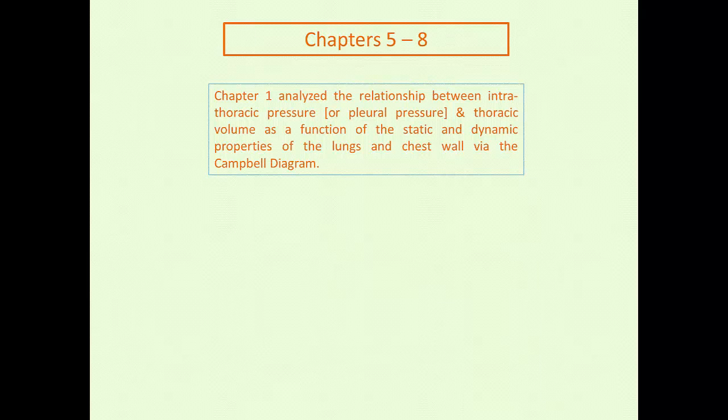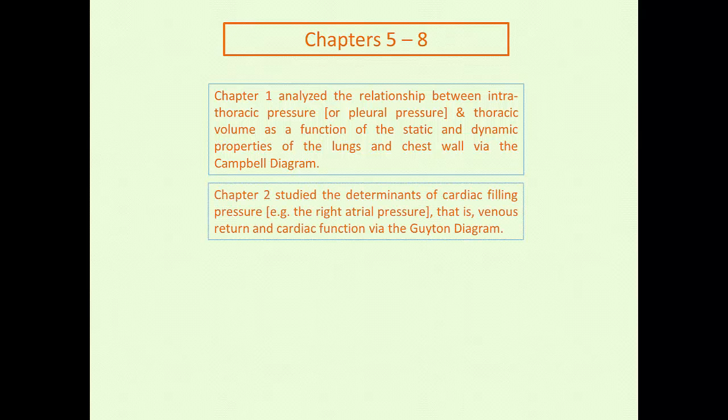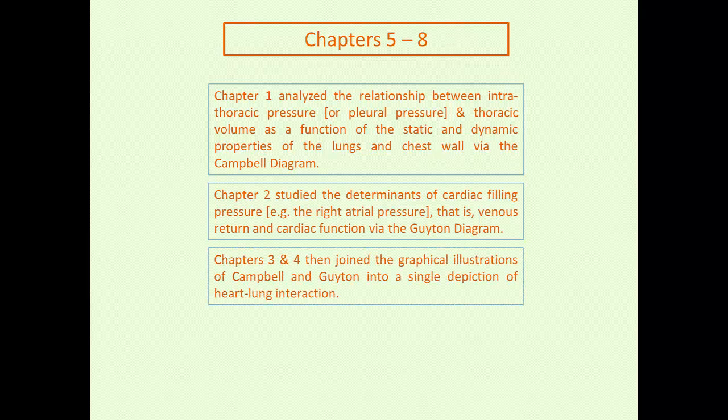In Chapter 1, we analyzed the relationship between intrathoracic pressure, or pleural pressure, which I use interchangeably in my talks, and thoracic volume as a function of the static and dynamic properties of the lungs and chest wall. And we did this using the Campbell diagram as a graphical analysis. Then in Chapter 2, we studied the determinants of cardiac filling, that is the right atrial pressure, and how that's determined simultaneously by the venous return and cardiac function curves, and for that we used the Guyton diagram.